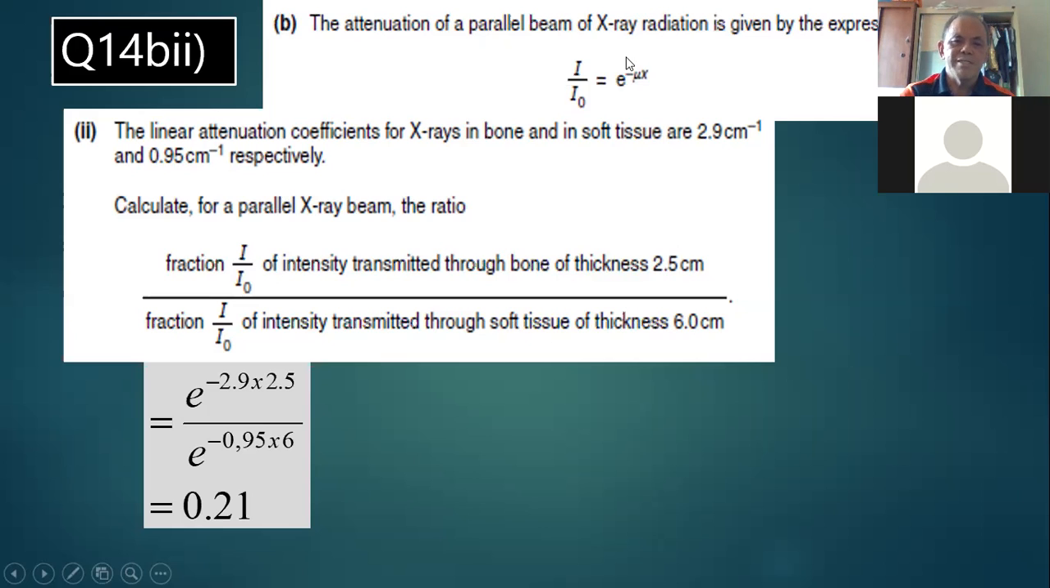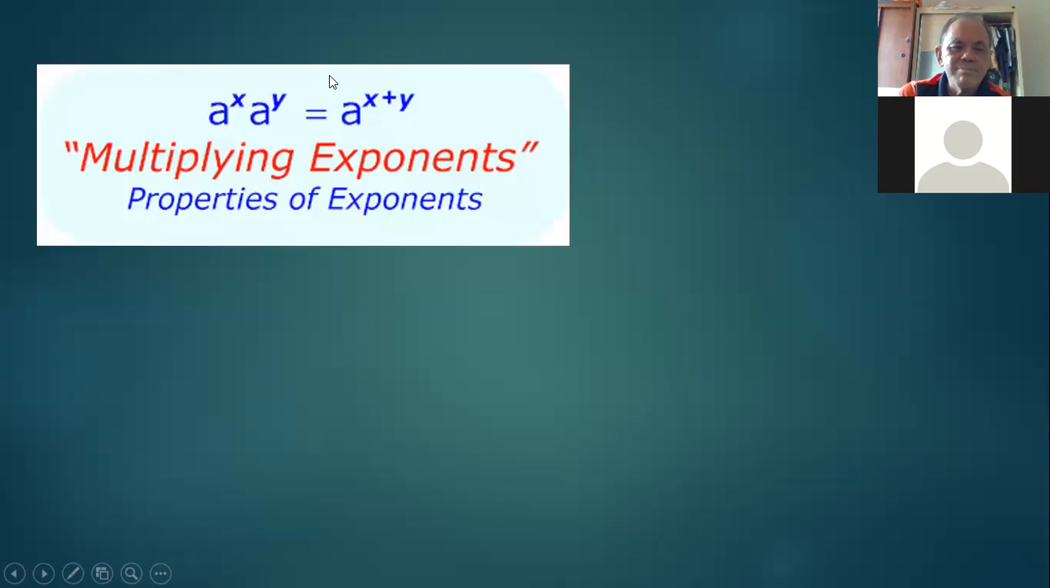So you just use this formula. It's just straightforward substitution. Your mu for bone is 2.9, and the unit is the same, per cm, so put 2.5 cm. And this is for your soft tissue, with 6 cm. The rest is just your calculator. We are just using multiplying indices: where you multiply the terms, you just add the exponents.